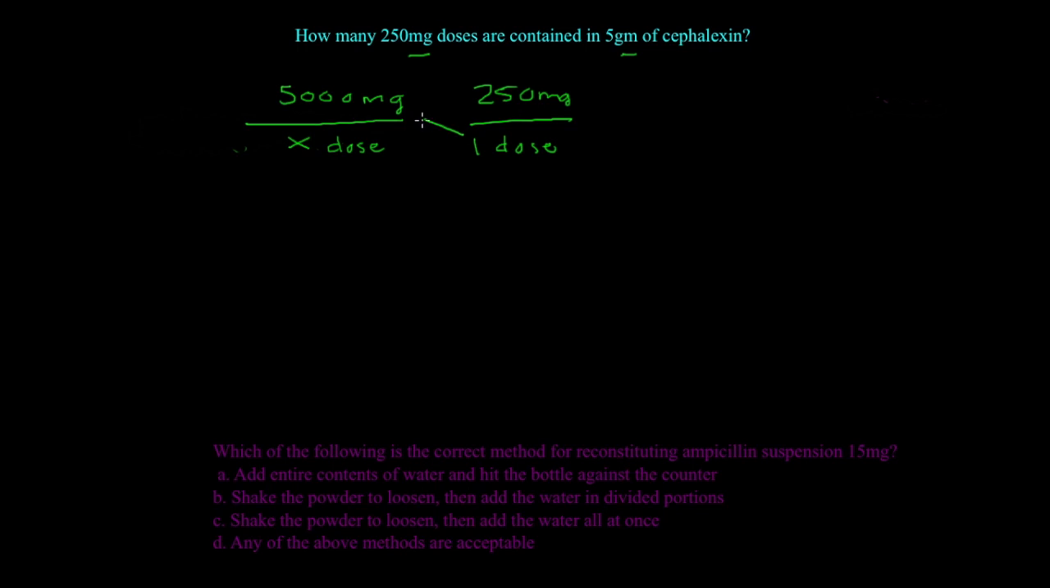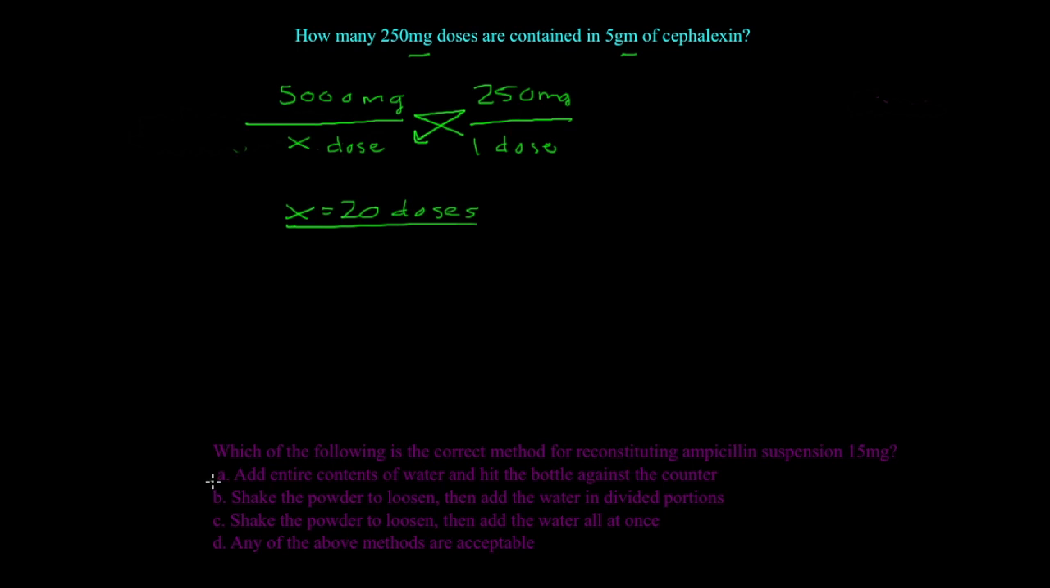So when we cross multiply and divide that way, that'll give us how many doses are in 5,000 milligrams or 5 grams. So the answer is going to be X equals 20 doses. The next question reads, which of the following is the correct method for reconstituting ampicillin suspension 15 milligrams?